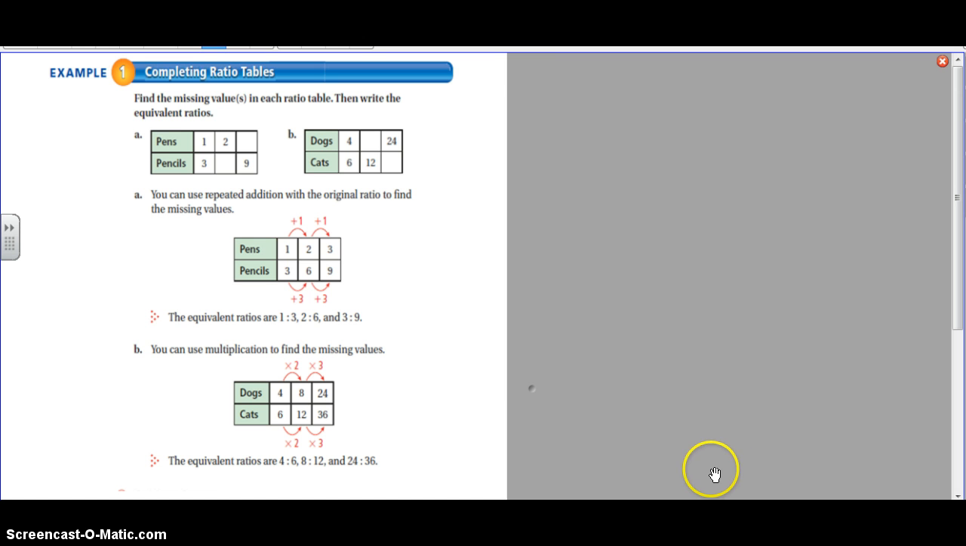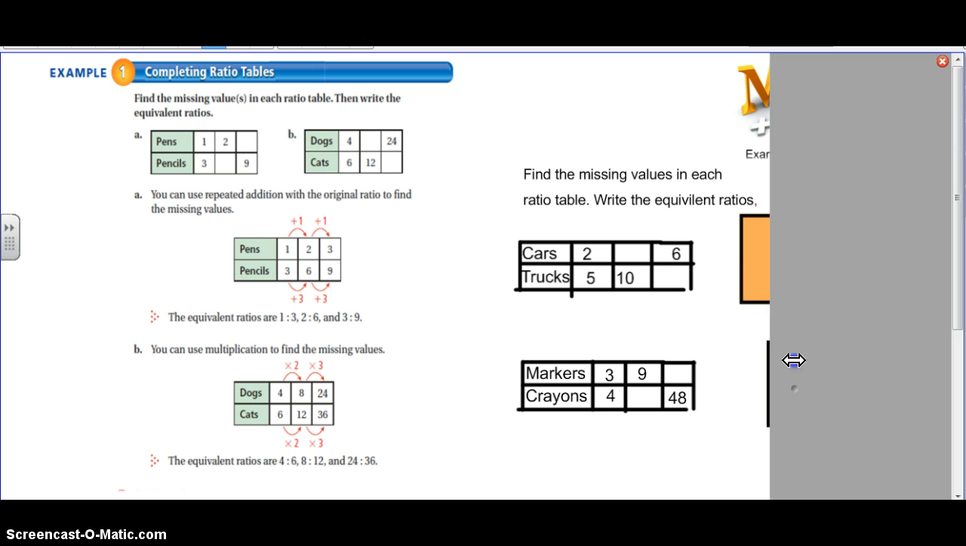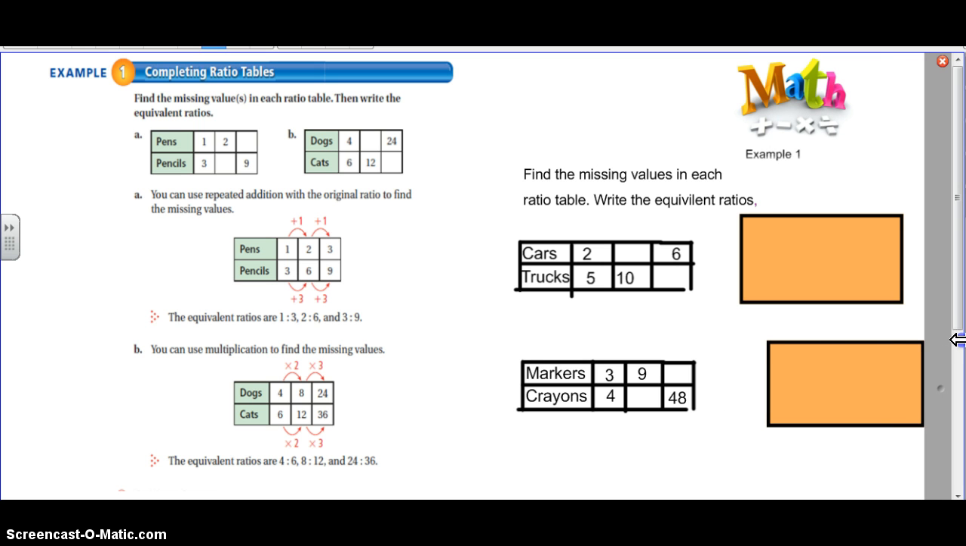I do have some practice problems that I'd like you to do. There in the box, it says find the missing values in each ratio table and write the equivalent ratios. Notice it says find the missing values first, then do the ratios. So go ahead and do that and come back when you're done. This needs to be done in your notebook. It needs to be written out completely under 5.2.